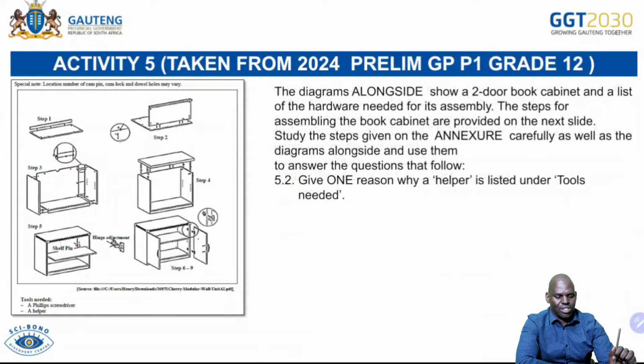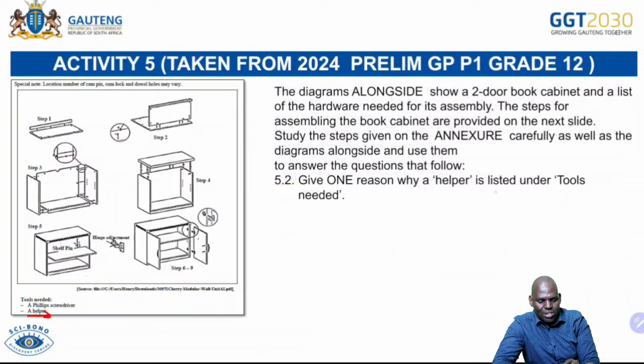Then activity 5.2: give one reason why a helper is listed under tools needed. In this case, under tools needed they say a Phillips screwdriver, and then they also say a helper. So give one reason why a helper is listed under the tools needed. So maybe to help in carrying the items.